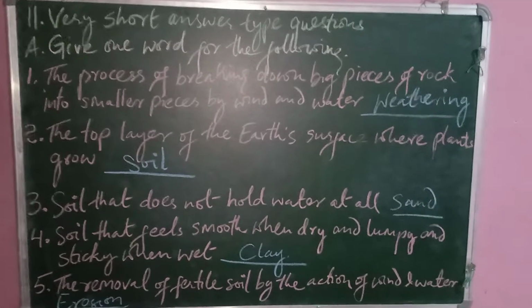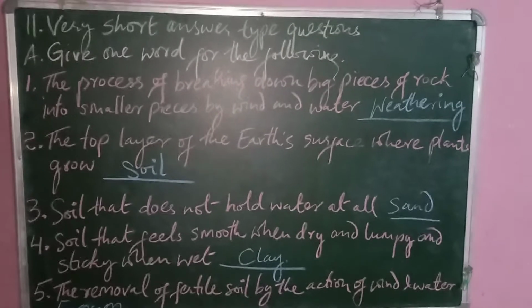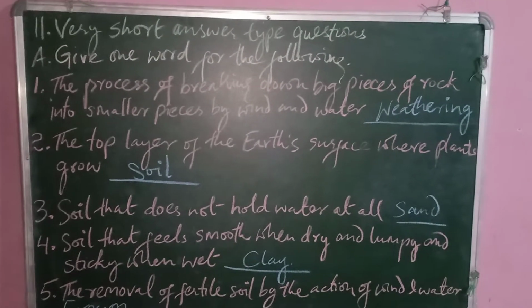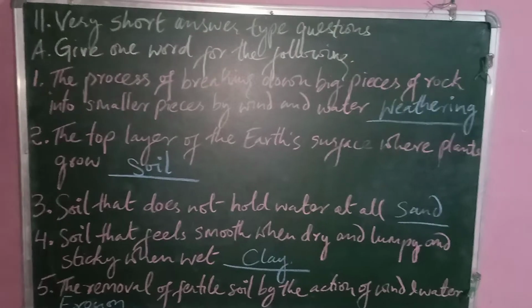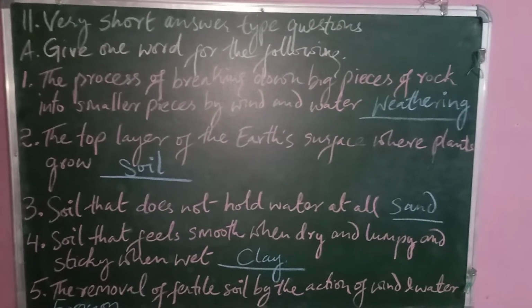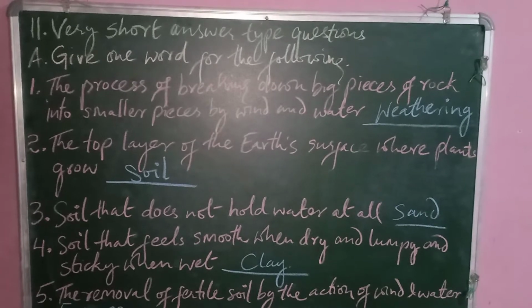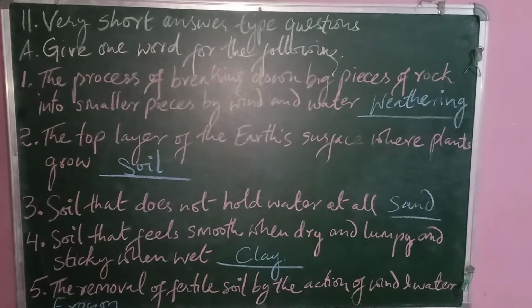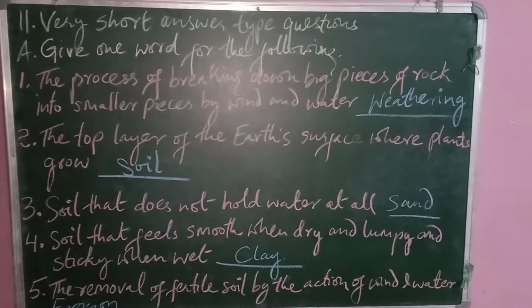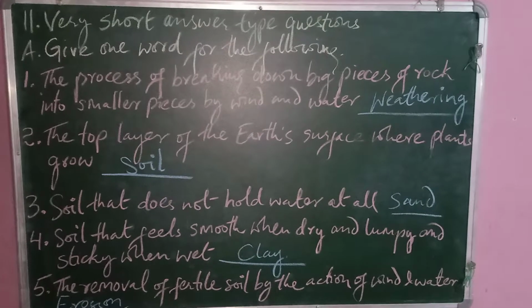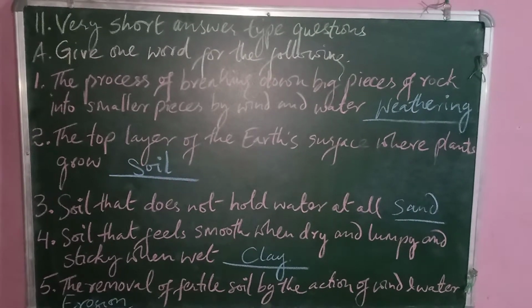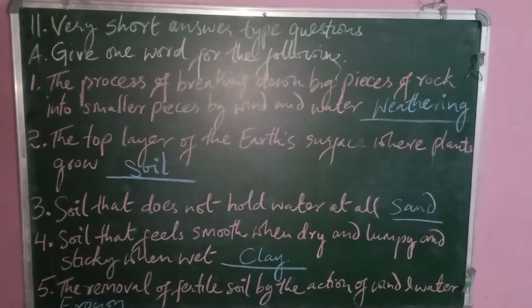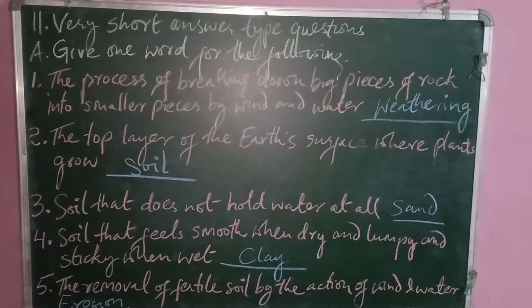Then question number 2. The top layer of Earth's surface where plants grow, it is soil. Then question number 3. Soil that does not hold water at all. So you have to write sand. And then question number 4. Soil that feels smooth when dry and lumpy and sticky when wet. That will be your clay. And the last question, question number 5. The removal of fertile soil by the action of wind and water, we call it erosion.